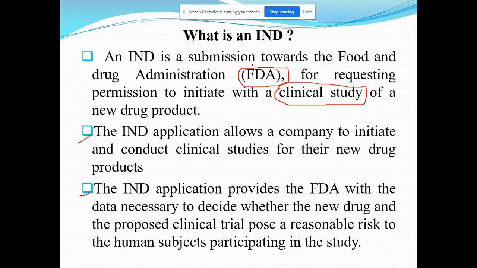We are submitting this application toward the FDA with an intention to have permission for the startup of clinical studies in concern of a new drug product. In this particular form of IND, we are giving the necessary information toward the FDA, representing that whatever human volunteers we are going to use in our clinical study, they are said to be at a reasonable risk.